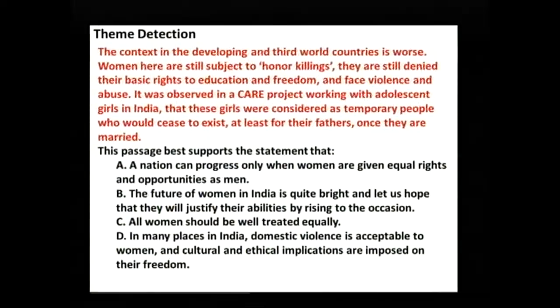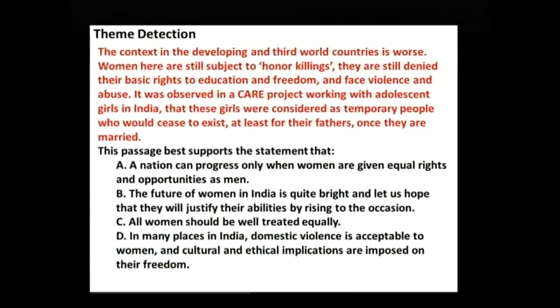You know honor killing? In villages if you go, if the girl marries a guy from a lower caste or upper caste or vice versa, they get killed because parents do not want a bad name for the family and for the whole dynasty. I find it very weird though. They are still denied their basic right to education and freedom. Girls do not get the freedom that boys get. They do not get the education that boys get in most of the third world countries and developing countries. And also they face violence and abuse.